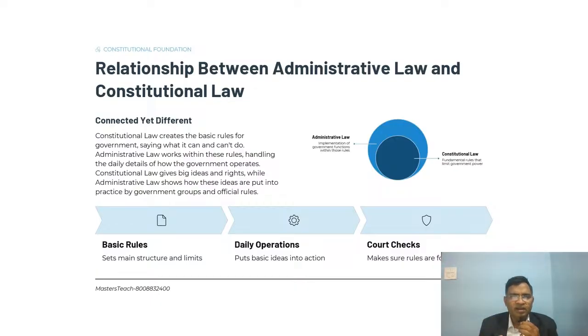So here the basic rules are set by constitutional law, and administrative law focuses on implementation of the government rules, regulations and functions. Then they have to work under those particular rules. Whereas constitutional law is a fundamental set of rules that limits government powers. So administrative law turns those basic ideas into action for day-to-day public matters, and it also checks to make sure that these rules are followed.